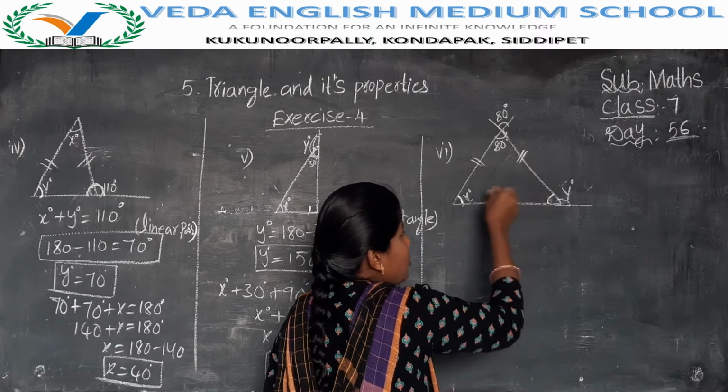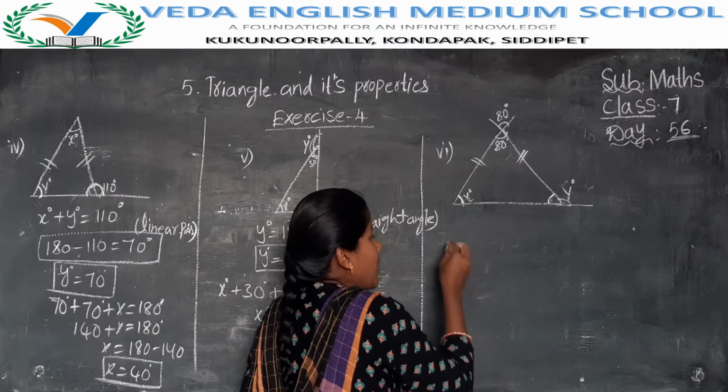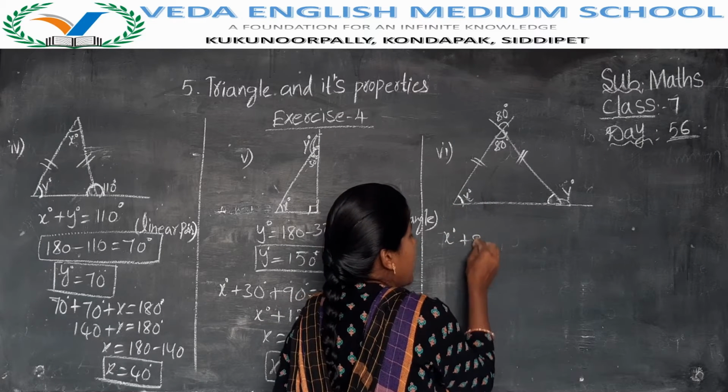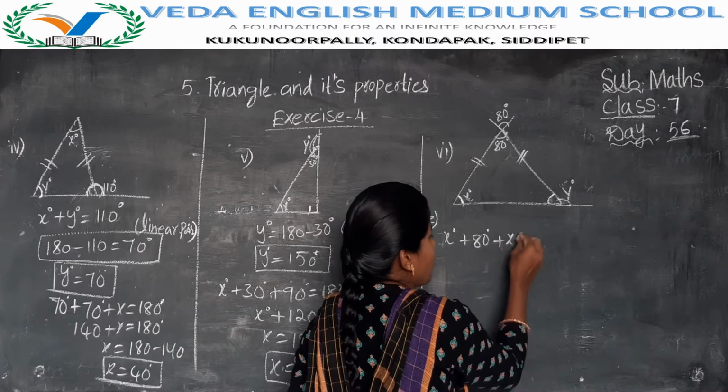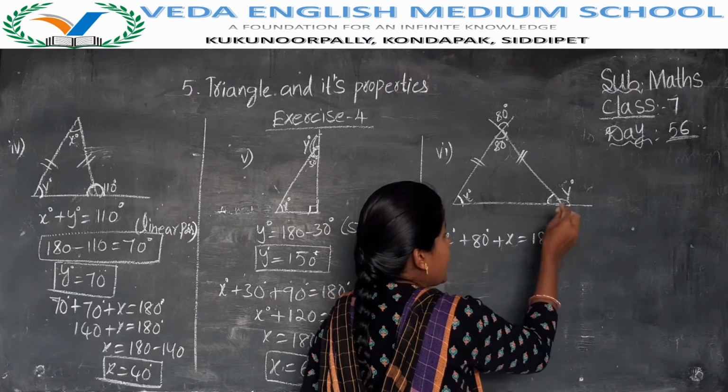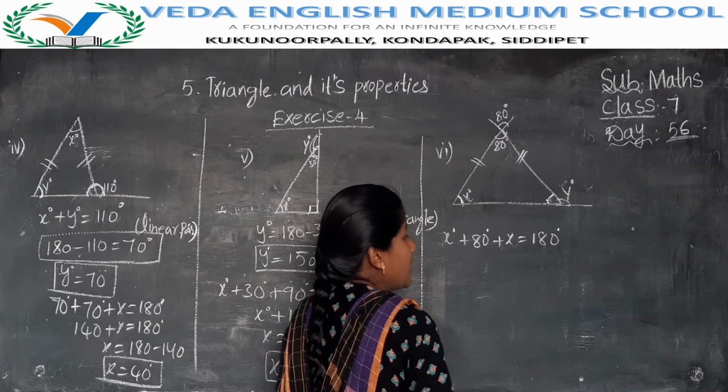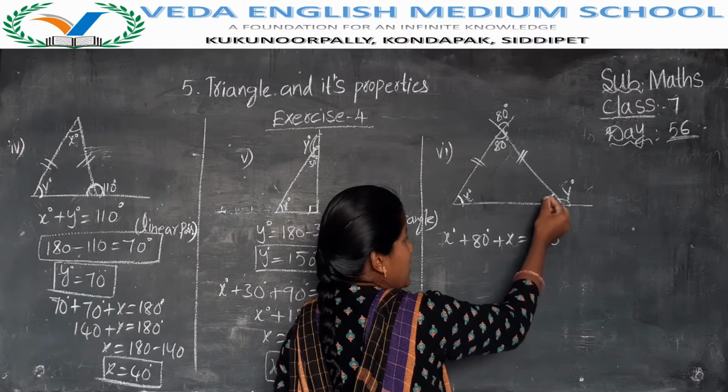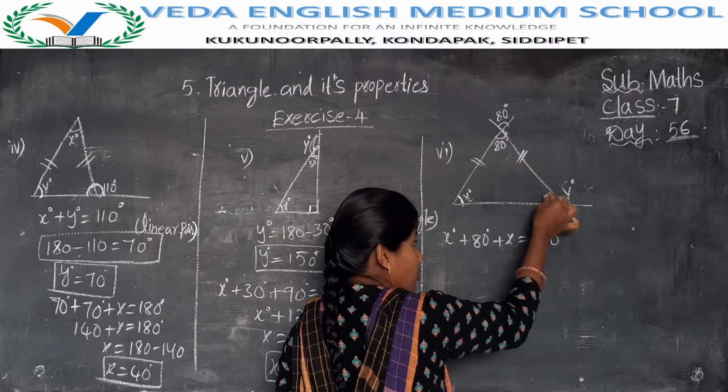So by adding these three we should get 180. So here you have to write that x plus 80 plus x is equal to 180. Where you are taking 80 and more one x. Here also I have taken more one x as 80 x. Here I don't have anything, but I have taken x.